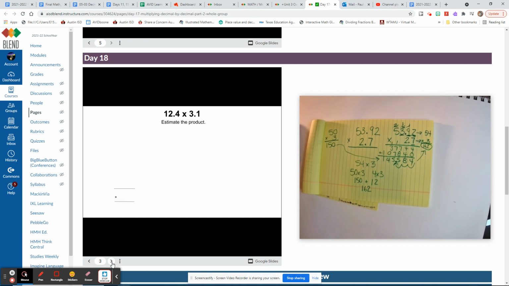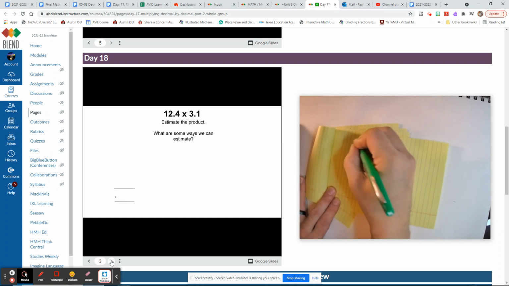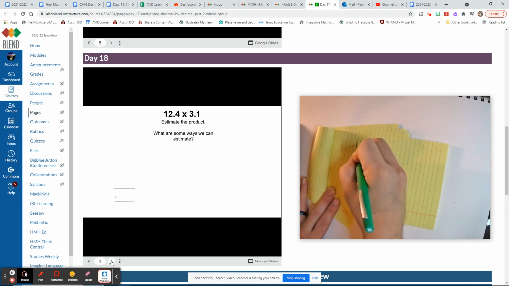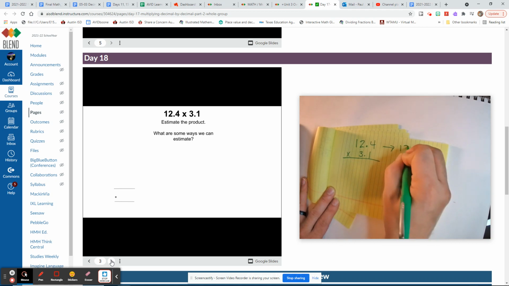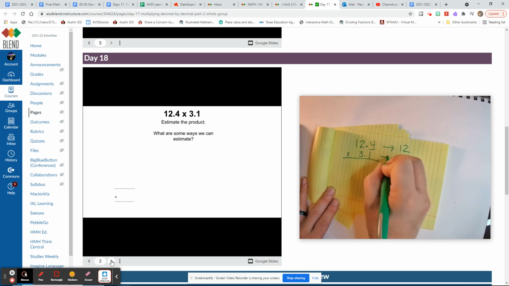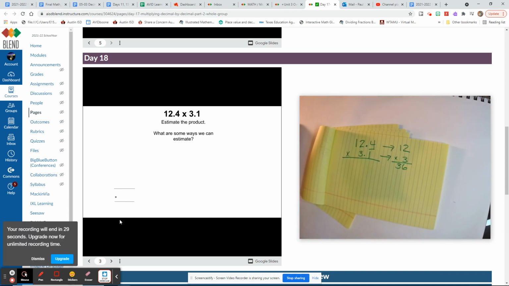Estimate the product. Since the numbers are so close together, we're not in the hundreds or anything, so we're probably going to go to the nearest 1. So to me, it's 12 and 4 tenths times 3 and 1 tenth. 12 and 4 tenths is close to 12. 4 and below stay low. 3 and 1 tenth is close to 3. 12 times 3 is a math fact, and it's 36. So I'm guessing that's what we're going to be taking a look at.